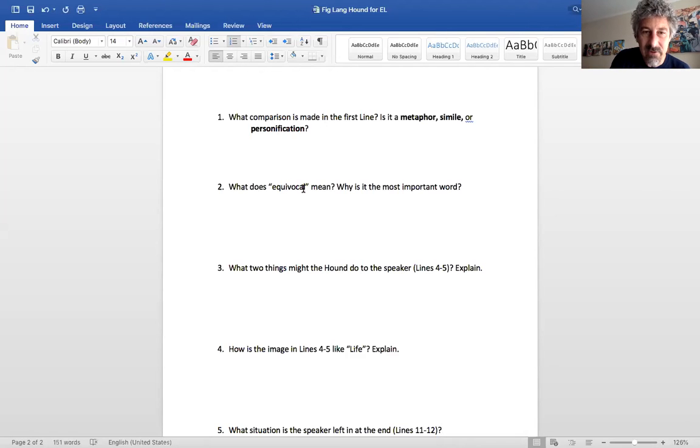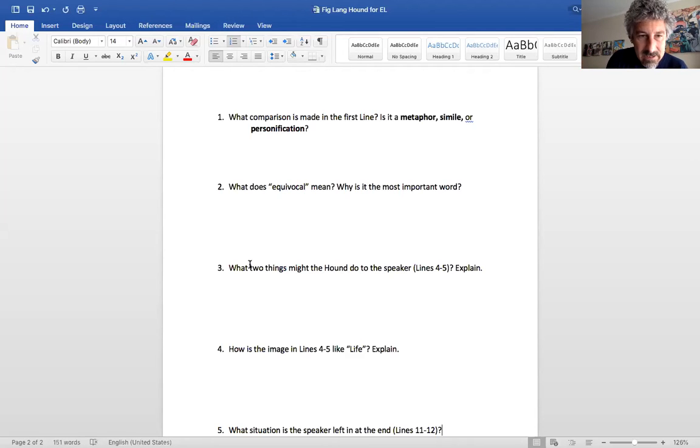Number 2, what does equivocal mean? Why is it the most important word? Equivocal gets its own line. It's one word on its own line. When a poet does that, they want to emphasize that word. That word occupies a whole line. It's important. And I think you'll find that this is the most important word in the poem because the two things that are compared, both are called equivocal.